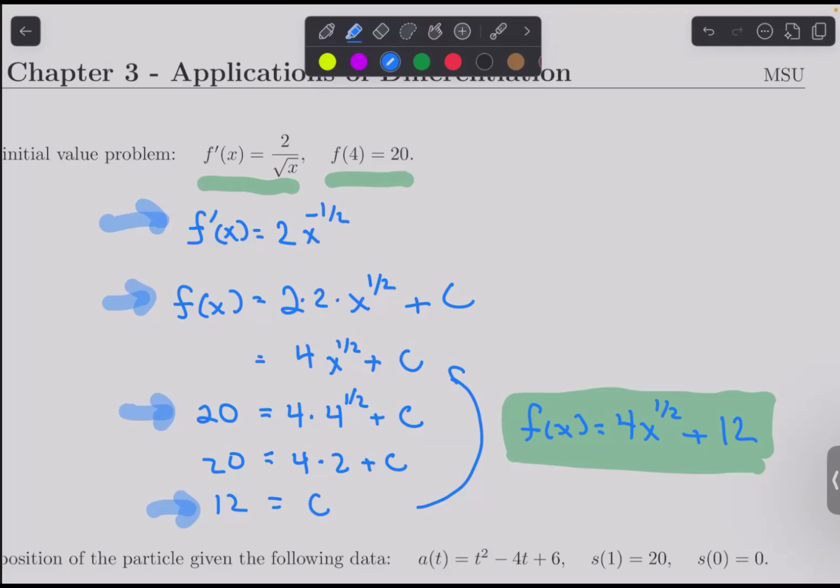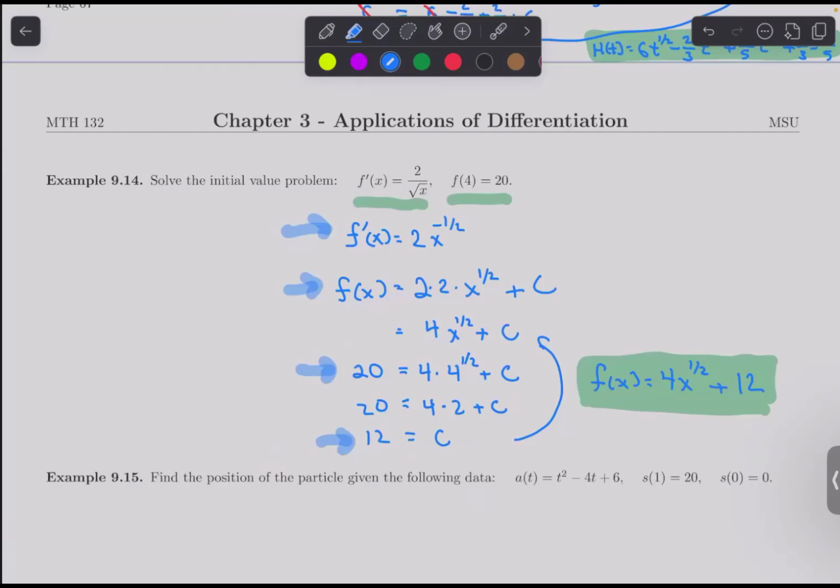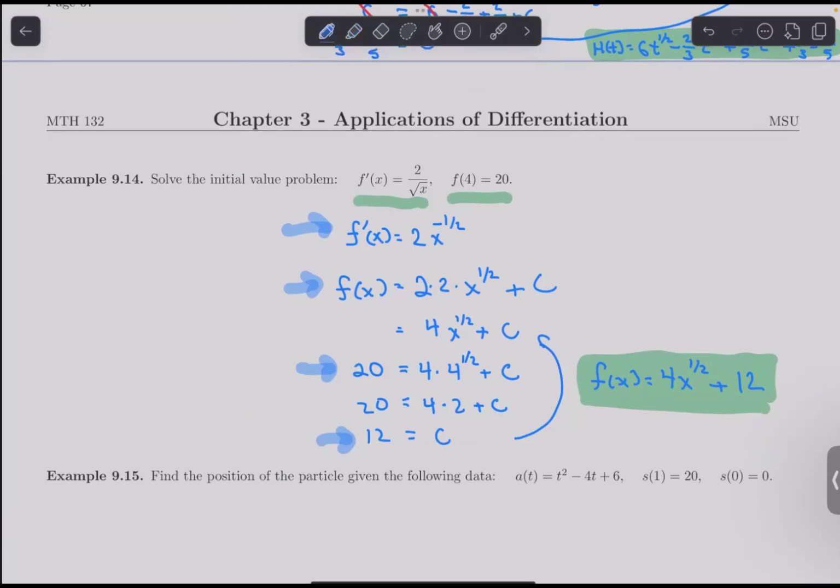So this is this unknown function that satisfies both conditions, right? When you plug in 4, you get out 20. And also if you take the derivative of it, you get 2 over root x. And of course we can check both of those things. All right, so that is solving the initial value problem.